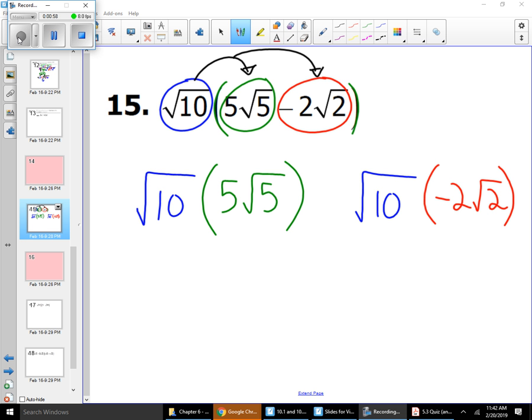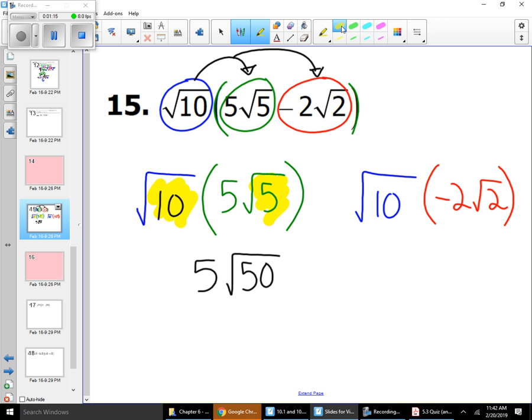We want to keep that product rule in account. We have a root 10 and a root 5 in the very first example. Those are both numbers under the radical, so we multiply those together. 5 is a coefficient, so it stays on the outside. 5 times 10 is 50. Again, that 50 is coming from the 10 times 5.